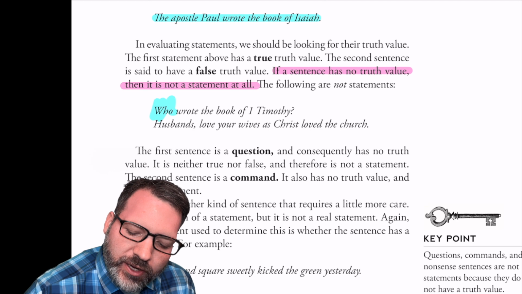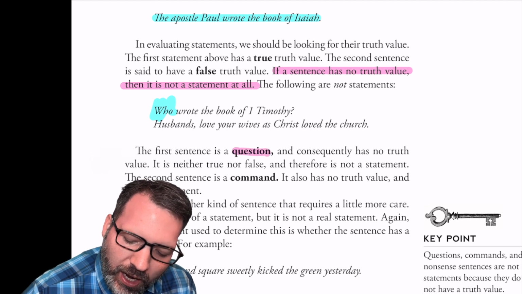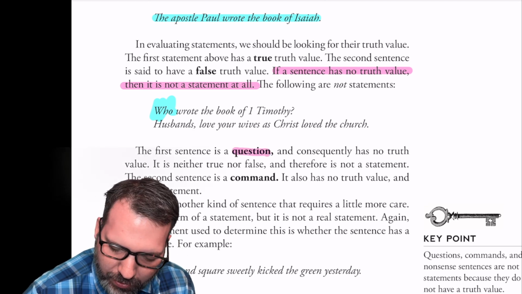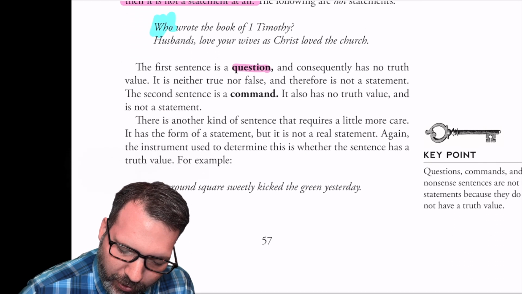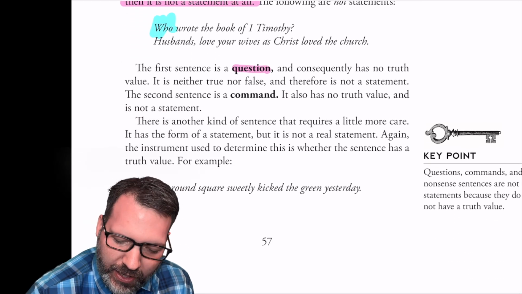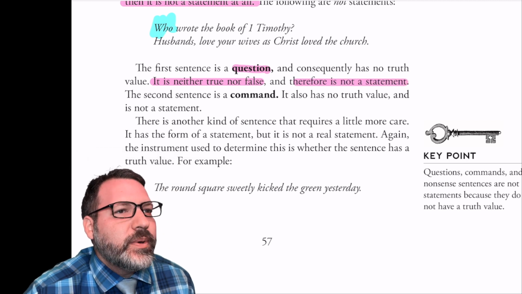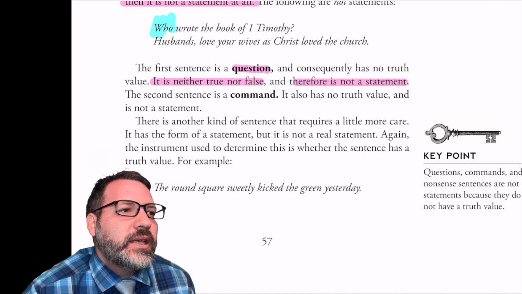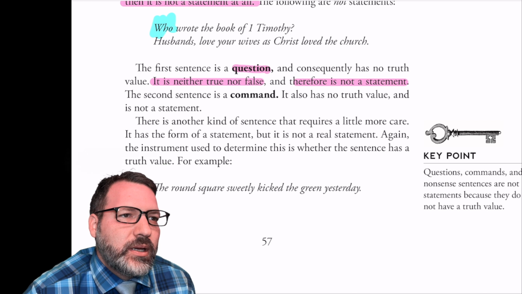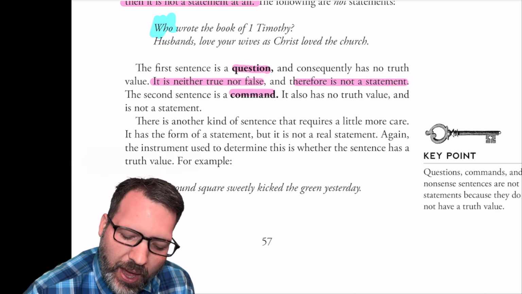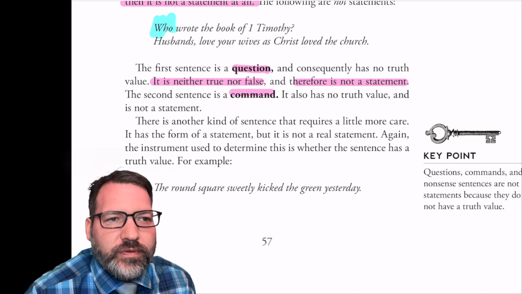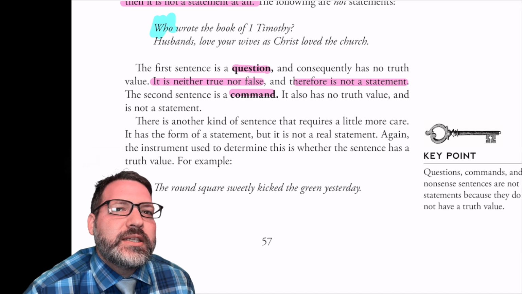The first sentence here is a question, and it consequently has no truth value. It is neither true nor false, and therefore is not a statement. Again, that's the key. If it cannot be said to be true or false, it is not a statement. The second sentence is a command. It also has no truth value, and therefore is not a statement.